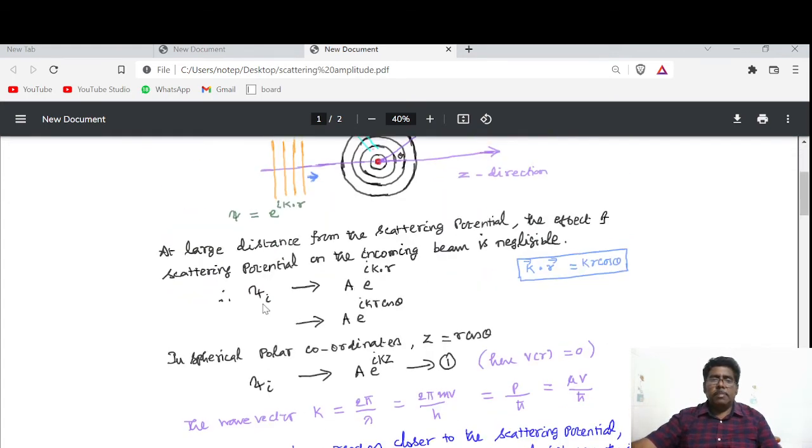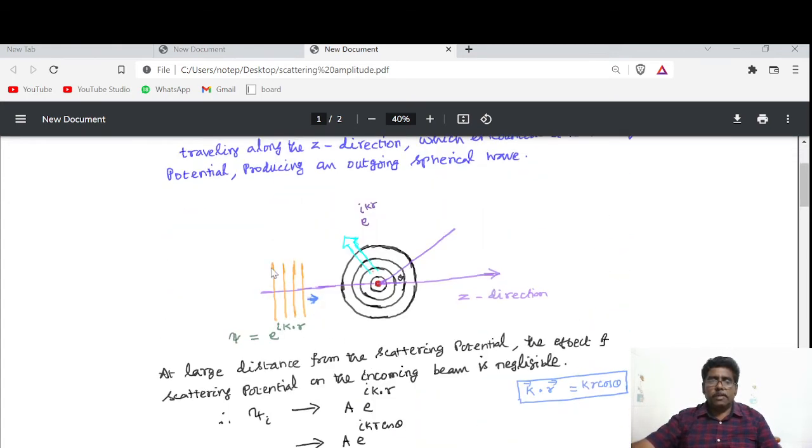So this is a diagram representing the entire process. This is the incoming plane wave. The outgoing scattered wave is a spherical wave.